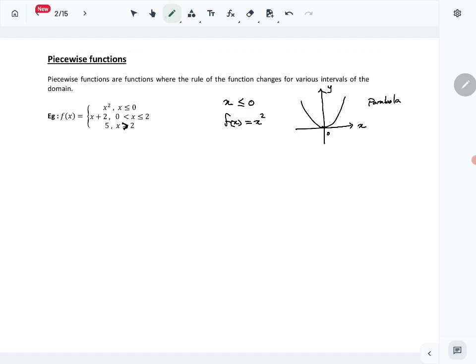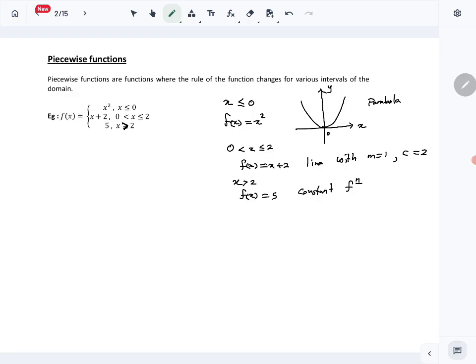Then between 0 and 2, what is the shape? f(x) equals what? Between 0 and 2, f(x) is what? x plus 2. This is what? Line with gradient 1, y-intercept 2. And finally, for any values greater than 2, what is the function? f(x) equals 5, constant function, right?